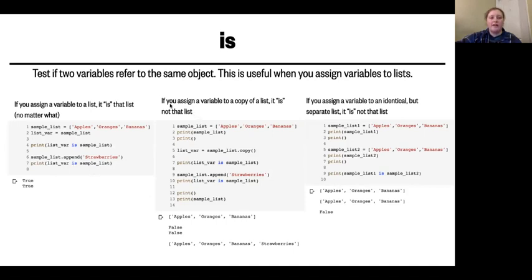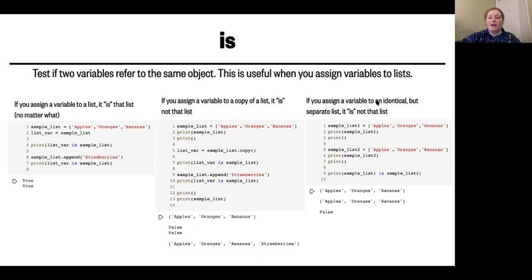In contrast of that, if you assign a variable to a copy of a list, it is not that list. So here we go. We have this sample list, same one, apples, oranges, bananas. And we set this list variable to a sample list.copy. Now, when we compare them using the is operator here, we see that they are not the same object. And again, if you change the sample list and you again compare them, it's still not the same object, and the sample list is changed because you added an object.